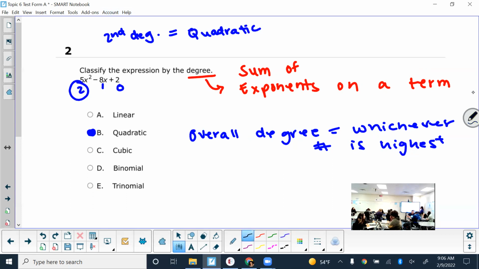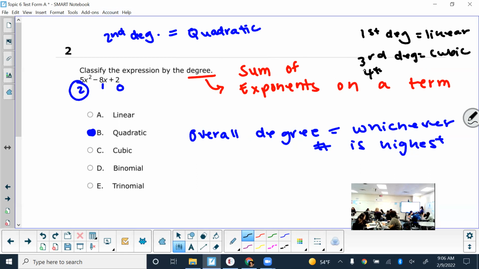So remember, first degree was linear. Second degree is quadratic. Third degree is cubic. And fourth degree is quartic. I know some people thought in my last class that quadratic was 4 or more, but it's not. All right, so quadratic. These other ones were thrown in here to trick you.